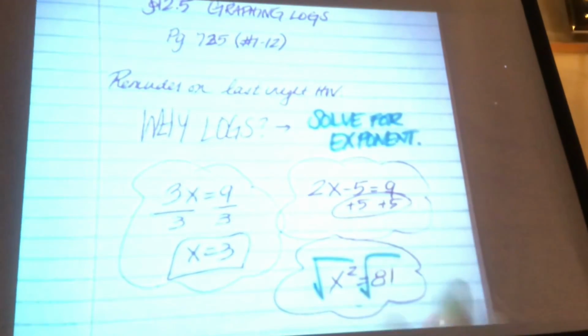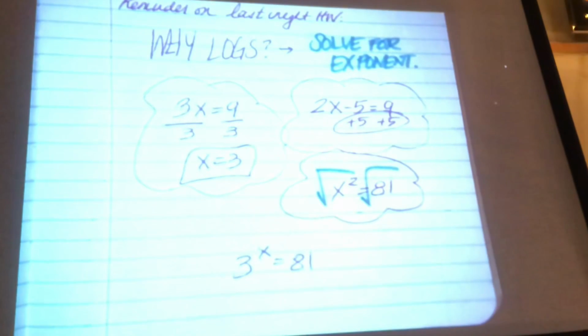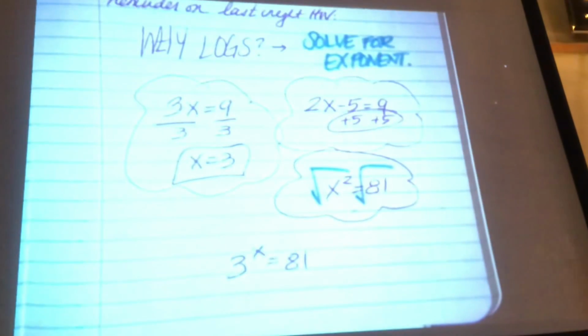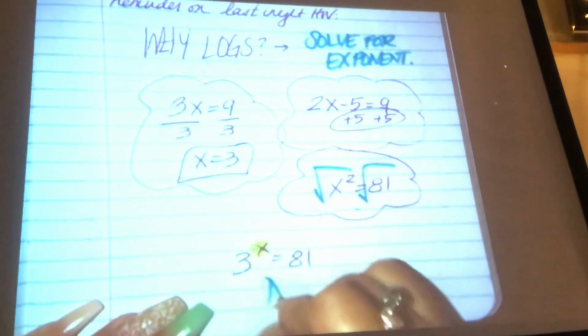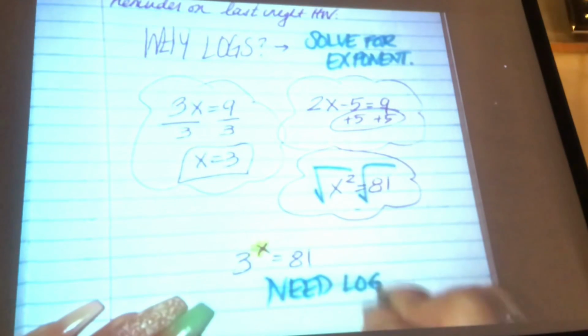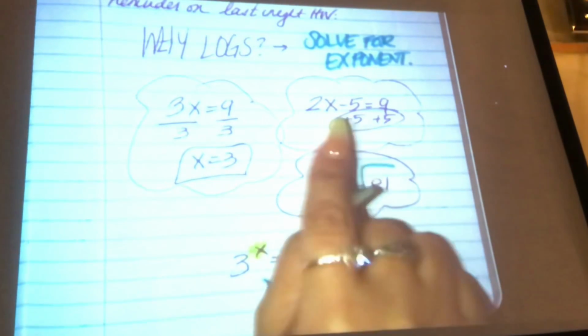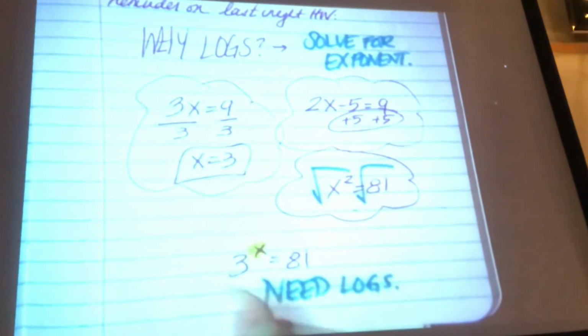We know this. But how do you solve when you have 3 to the x equals 81? The purpose of a log is to solve for the exponent. So if you have a variable in your exponent, that's why we need logs. Just like you need a square root to undo a square, just like you need the addition sign to undo the minus sign, just like you need dividing to undo a multiply, we need a log to undo the exponent when the exponent is a variable.